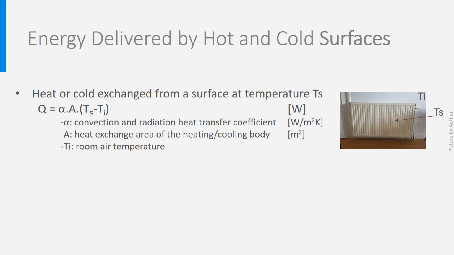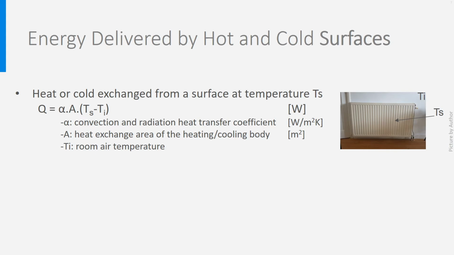Let's now look at the cases where heat and cold are not transferred with an air system but with water radiators or electrical radiators. In these cases we have a surface transferring its heat or cold to the room air. You also have learned that any surface with a temperature above absolute zero transfers heat to other surfaces and the human body by radiation. You may remember that the heat transfer by radiation depends on the temperatures to the power of 4.